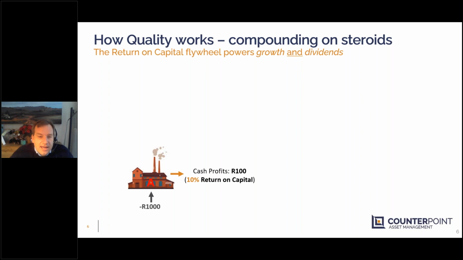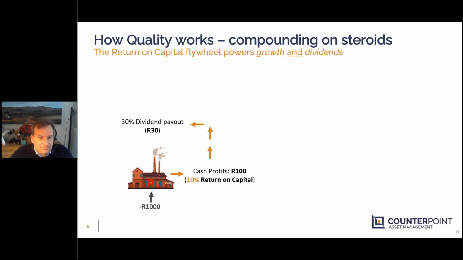From that 1,000 Rand, we could generate 100 Rand in profit. So that is a 10% return on capital. With that profit, we have some decisions to make. What can we do with it? We can pay ourselves out a dividend.